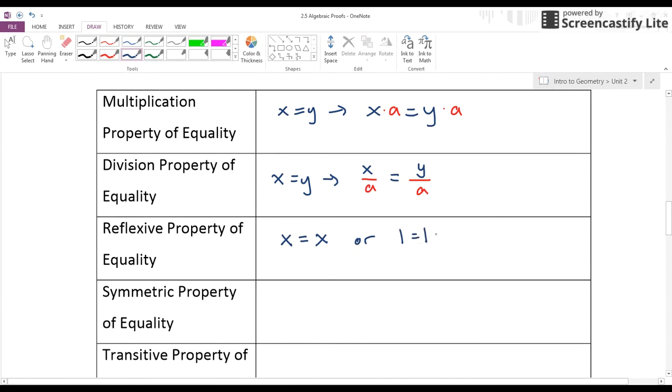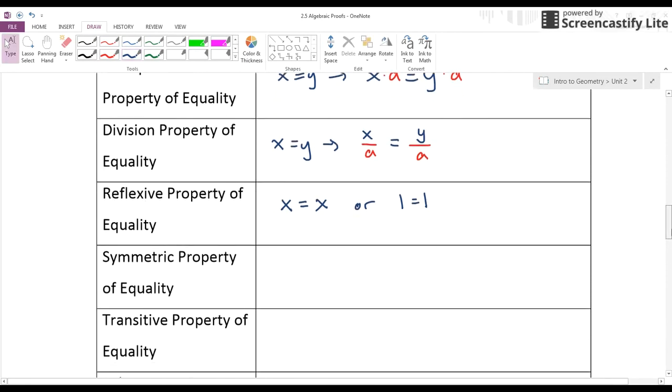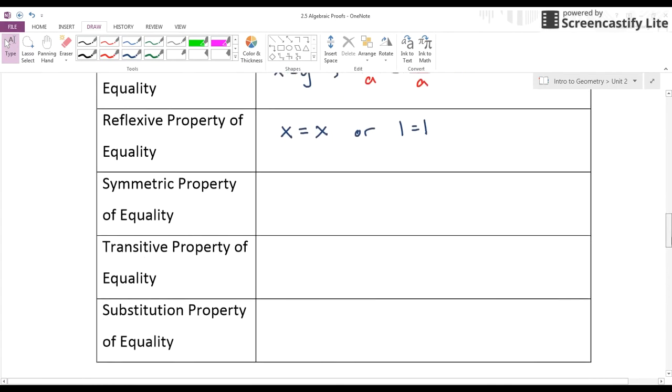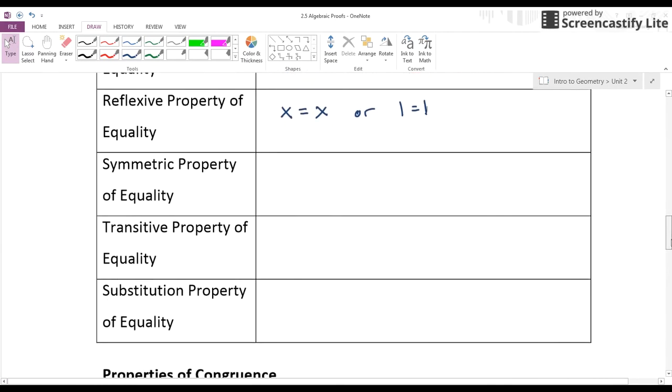And this one, you'll see where it's used later on when we do some proofs, but you want to be able to recognize it and give me an example if I ask you for that reflexive property for now. So know that vocabulary, okay? Symmetric property of equality. This one I think is a little easier to remember. It's basically because it's symmetrical.